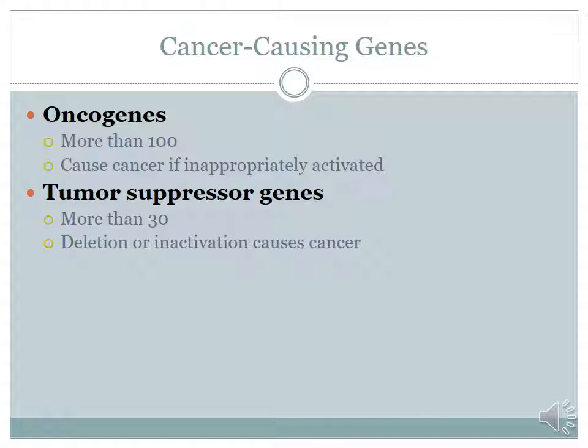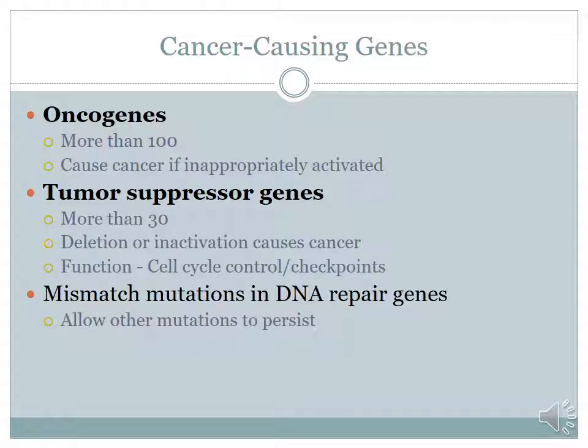Family studies also identified more than 30 tumor suppressor genes which cause cancer when they are deleted or inactivated. The normal function of a tumor suppressor gene is to keep the cell cycle running at the appropriate rate for a particular cell type under particular conditions.